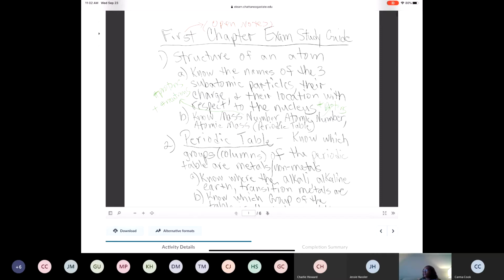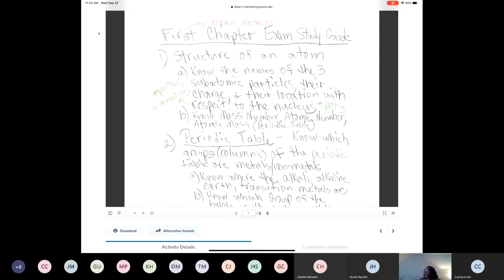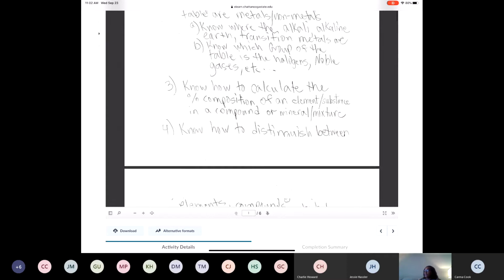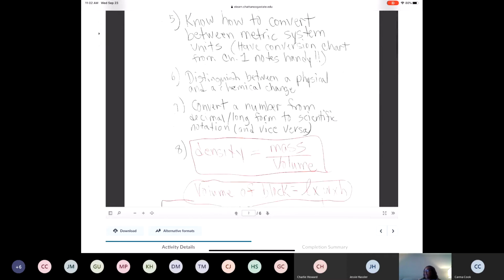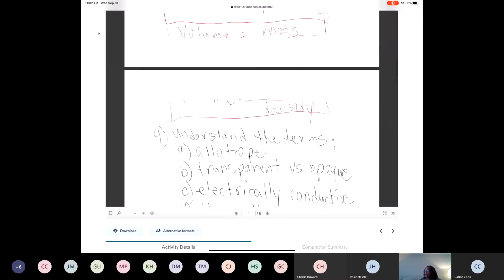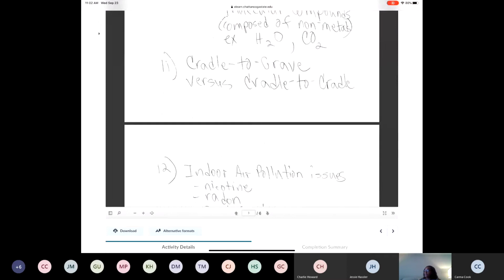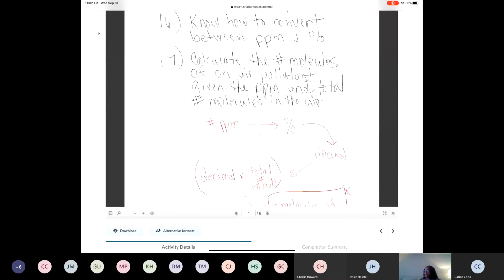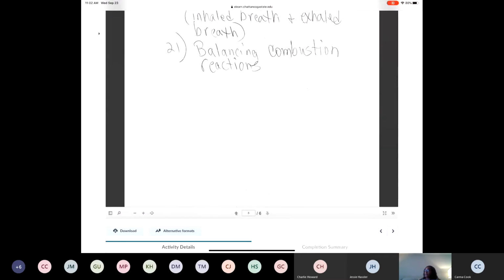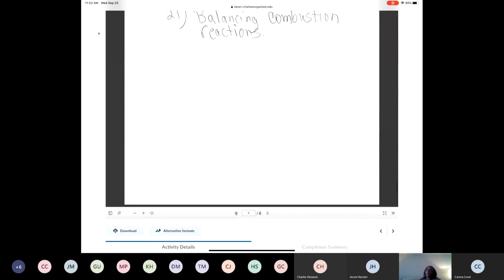So it is open notes, but make sure your notes are organized so you don't waste time. So just go through this little list as you're studying. And if you understand all of these concepts, then you'll be in good shape for the exam.